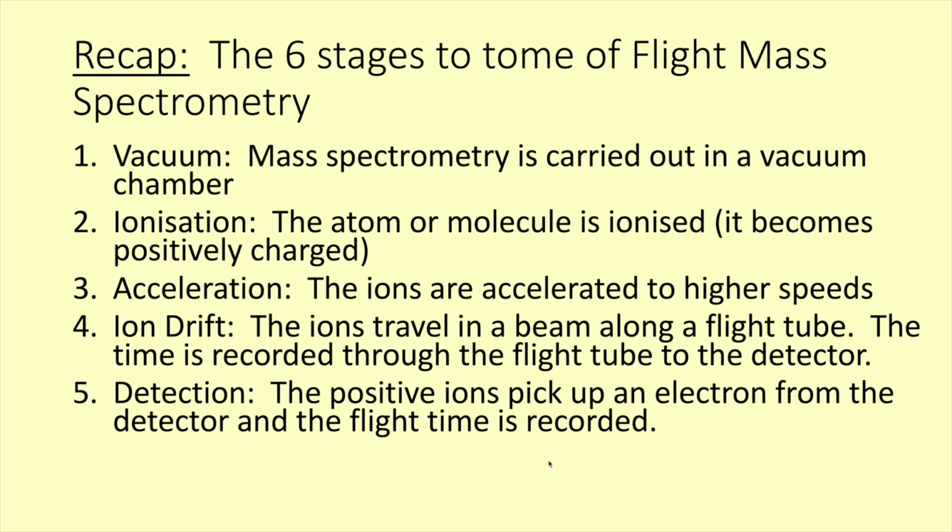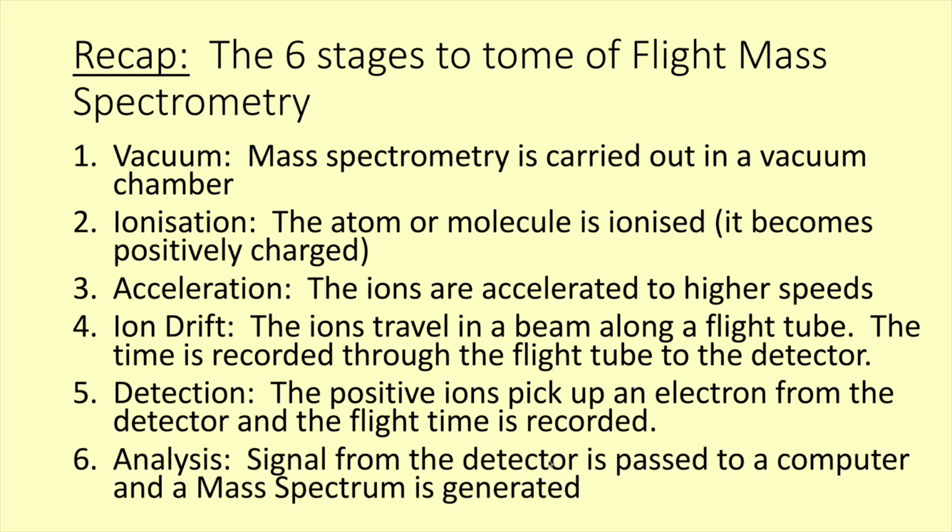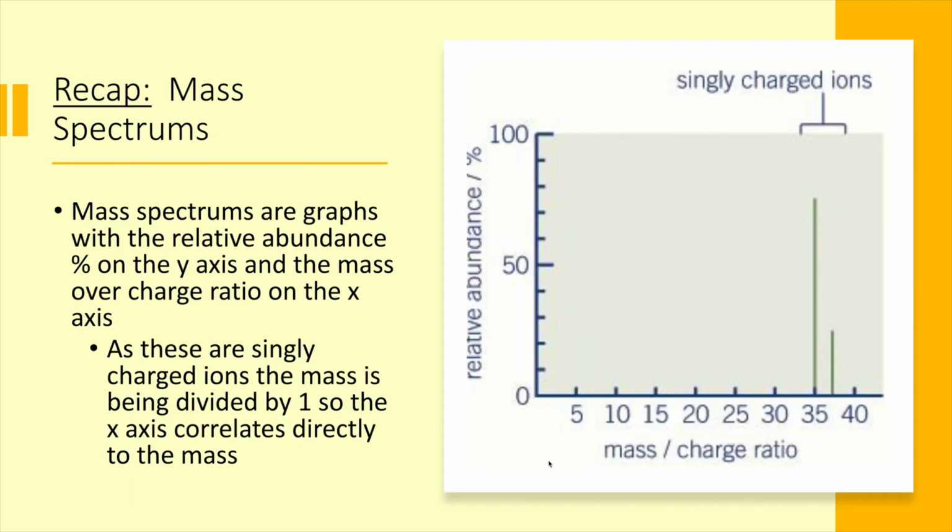On detection, our positive ions pick up an electron from the detector, and the flight time at that point then gets recorded. So this is the second reason why it's important that we have our ions, so that we can pick up those electrons and complete a circuit in order for that signal to be generated. So our analysis, that signal from the detector is passed to a computer, and that generates it into a mass spectrum, which is where we come in to have a look at those.